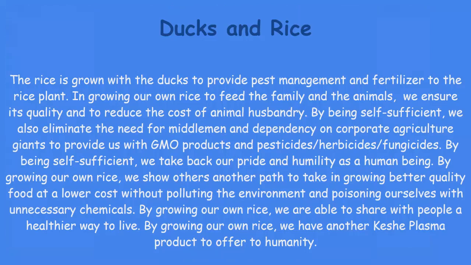So we also implement ducks and rice. The rice is grown with the ducks to provide pest management and fertilizer to the rice plant. By growing our own rice to feed the family and the animals, we ensure its quality and reduce the cost of animal husbandry. By being self-sufficient, we also eliminate the need for middlemen and dependency on corporate agriculture giants to provide us with the GMO products and pesticides, herbicides, fungicides, and all the other crap.